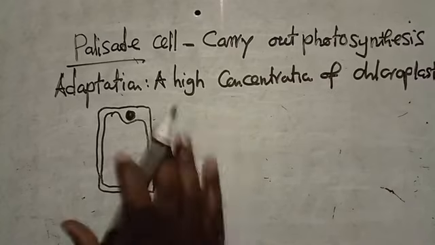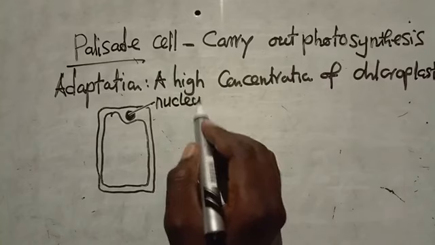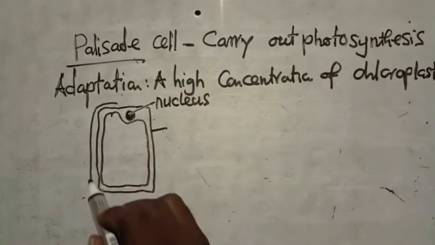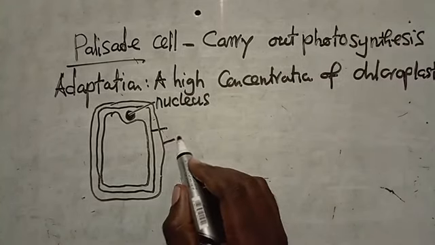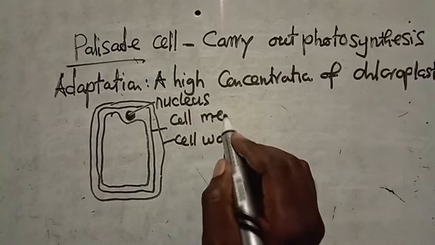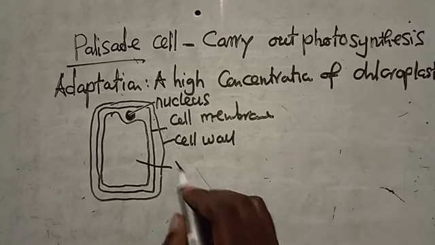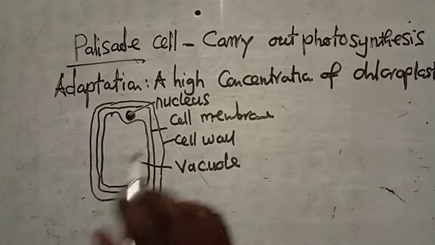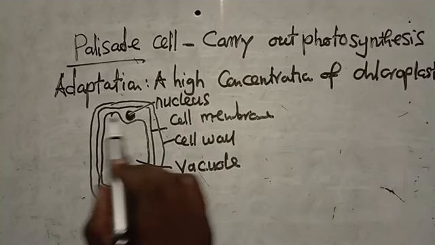Labeling, I guess we are able to label this. Maybe there are some who can't label, so let me just label. It is supposed to have a cell wall since it is a plant cell. This is a cell wall. This is a cell membrane. That is a vacuole. We also have other parts. Which other? Nucleus. Okay. So we've got cytoplasm. Cytoplasm is here.